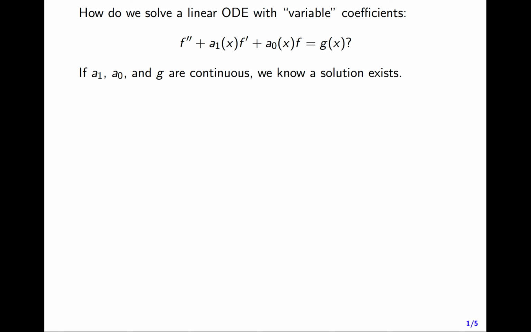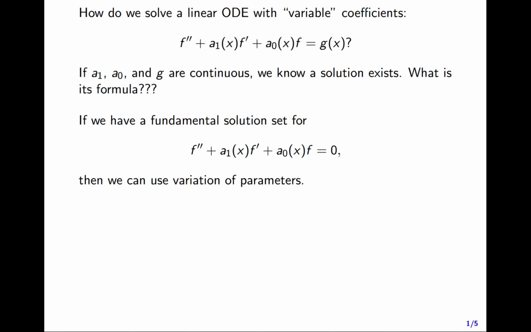Well, one thing we know is that there's always a solution, at least in the case when a1, a0, and g are continuous. We proved some theorems about this earlier in the course. So you know a solution exists. But the question is, what is its formula? What can you calculate or say about it more explicitly than just existence?